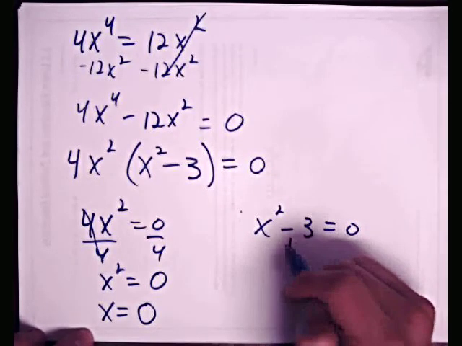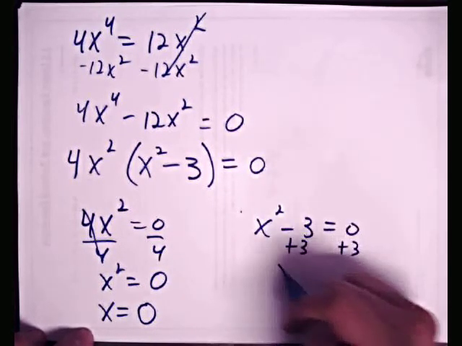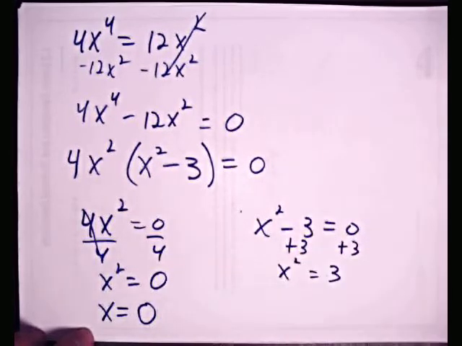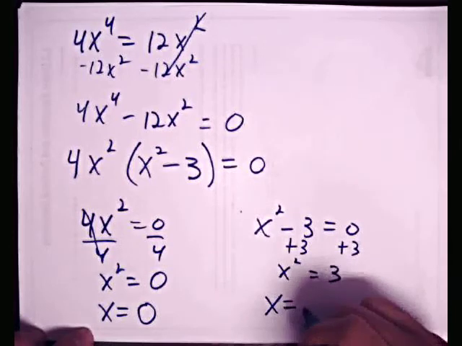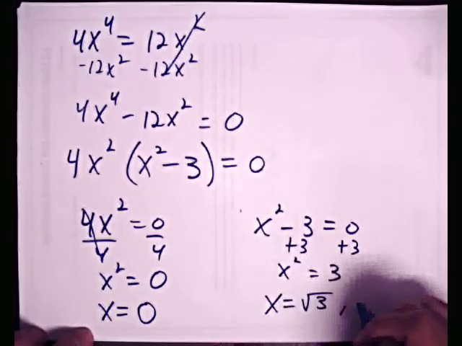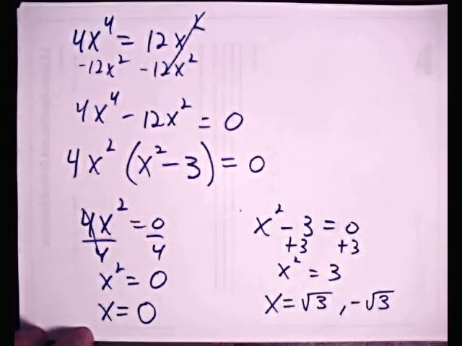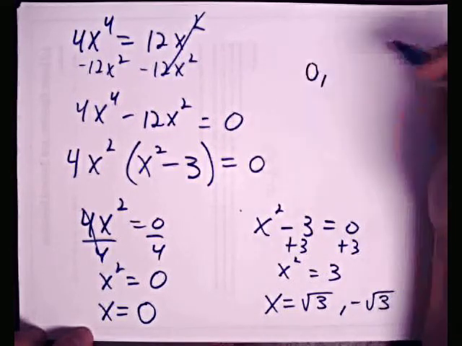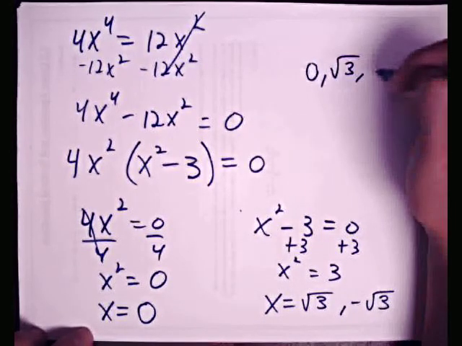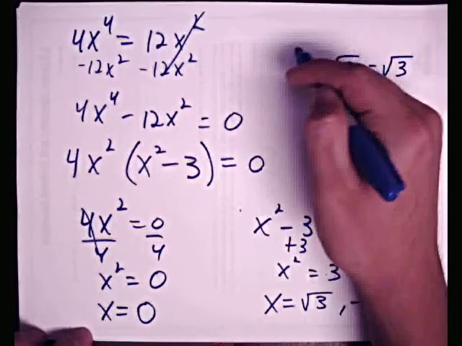For this one, if we add 3 to both sides, x squared equals 3. And if x squared equals 3, the square root property says x will equal positive square root of 3 and negative square root of 3. 3 is not a perfect square, and the only factors of 3 are 1 and 3. So our solution set is 0, square root of 3, and negative square root of 3.